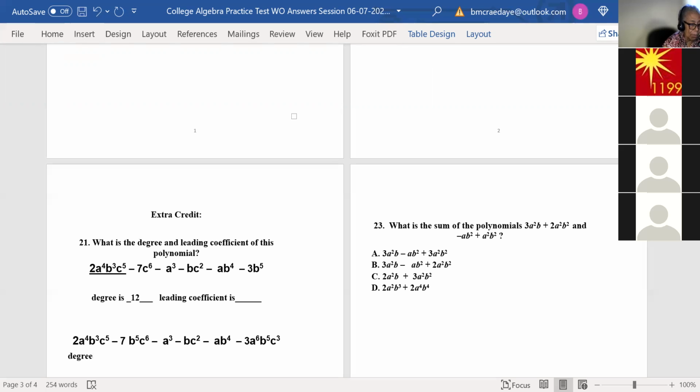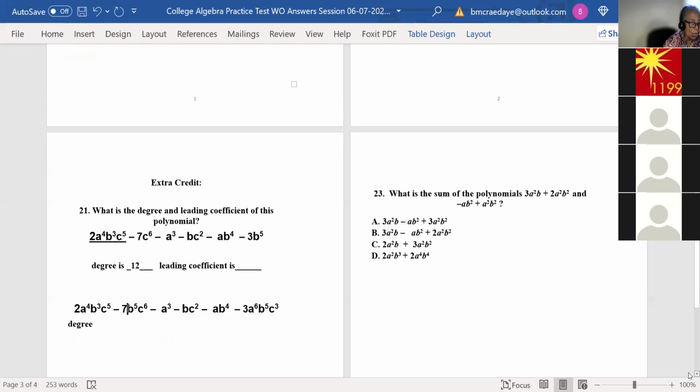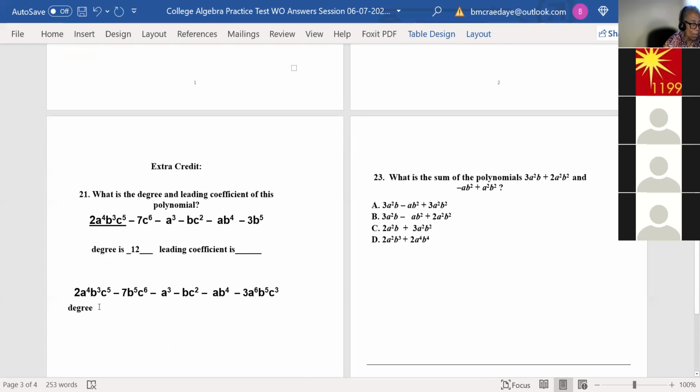You see the one I just put, it says 2a to the fourth, b to the third, c to the fifth, minus 7b to the fifth, c to the sixth, minus a to the third, minus b c to the second, minus ab to the fourth, minus 3a to the sixth, b to the fifth, c to the three. My question to you is, what is the degree of this polynomial? Tell me the degree.